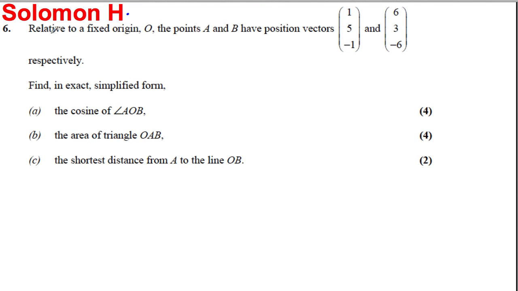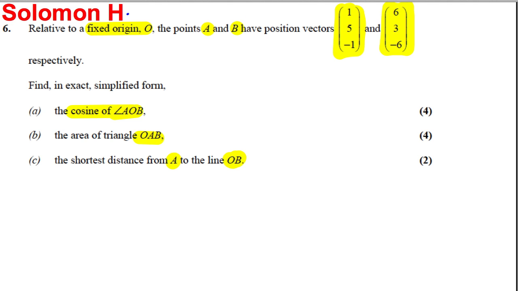Here's another vectors question. It says relative to an origin, here are points A and B. That's the position vector of A. That's the position vector of B. Find in exact form the cosine, not the angle AOB, the cosine of the angle. Find the area of the triangle OAB. And find the shortest distance from A to the line OB.